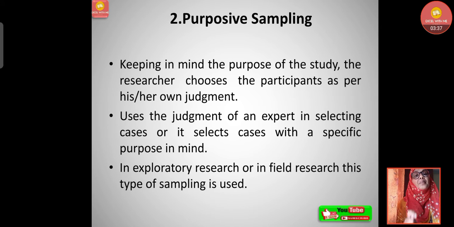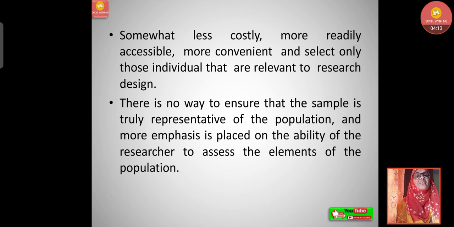Now the second one is purposive sampling, that is, keeping in mind the purpose of the study, the researcher chooses the participants as per his or her own judgment. The researcher's judgment is valued here. It uses the judgment of an expert in selecting cases, or selects cases with a specific purpose in mind. The researcher, or whoever is assisting the researcher, can also judge and help the researcher. In exploratory research or in field research, this type of sampling is generally used.